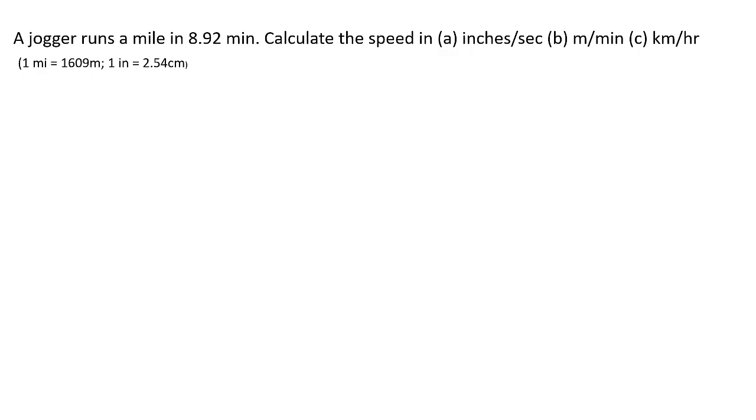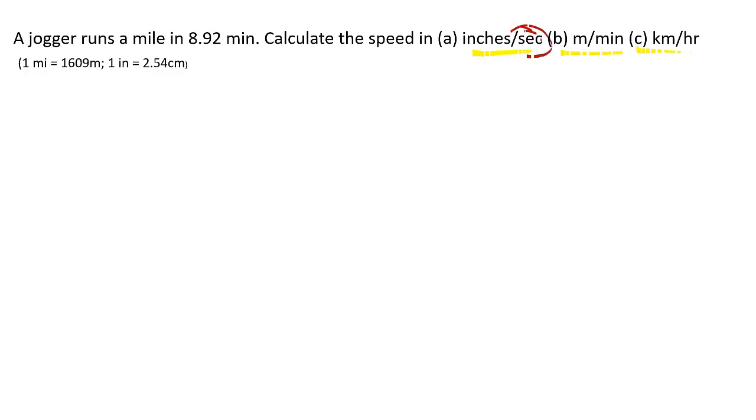In this problem, we'll do another conversion. Here, a jogger runs a mile in 8.92 minutes, and it's asking us to calculate the speed in inches per second, meters per minute, and kilometers per hour. So the first thing we know is that seconds is a unit of time, minutes is a unit of time, and in kilometers per hour, hours is a unit of time. They are all in the denominator.